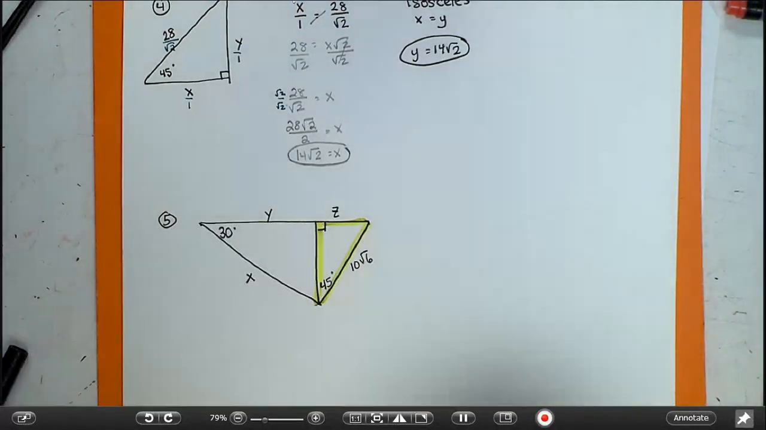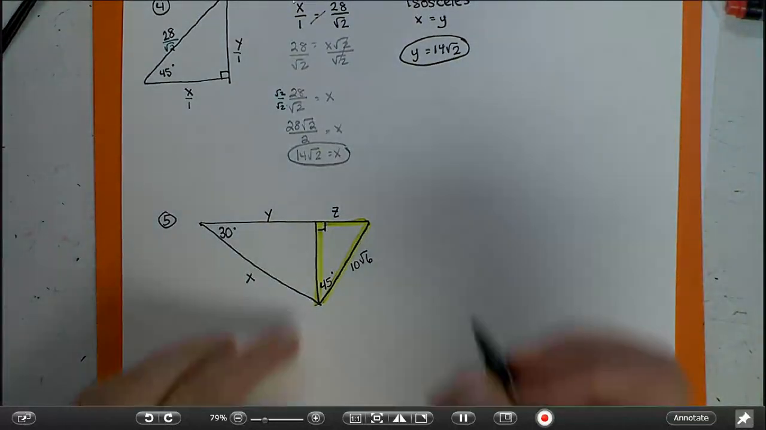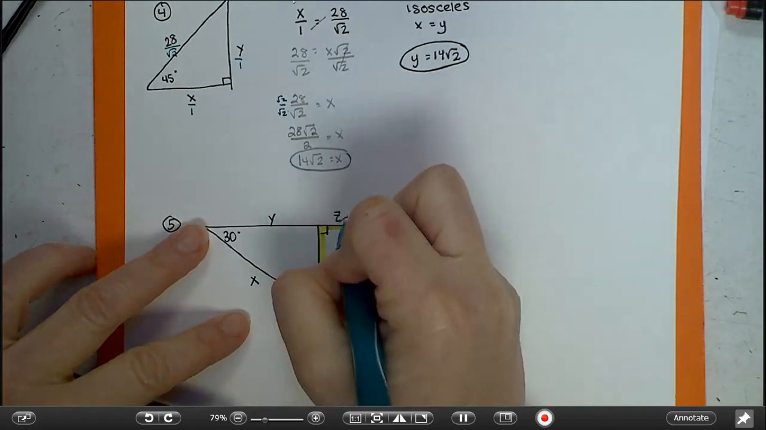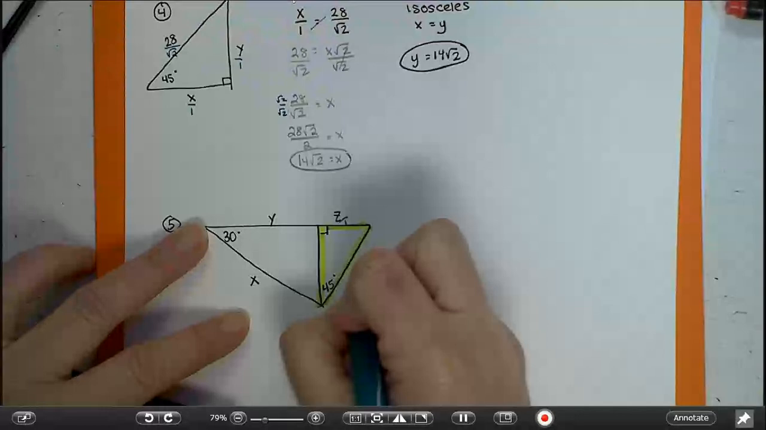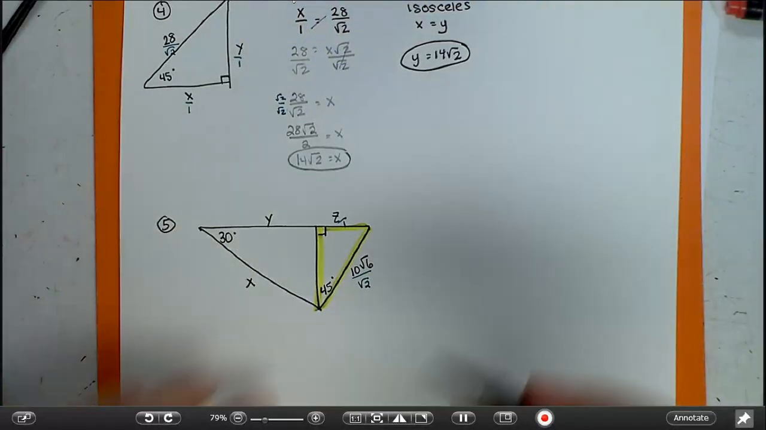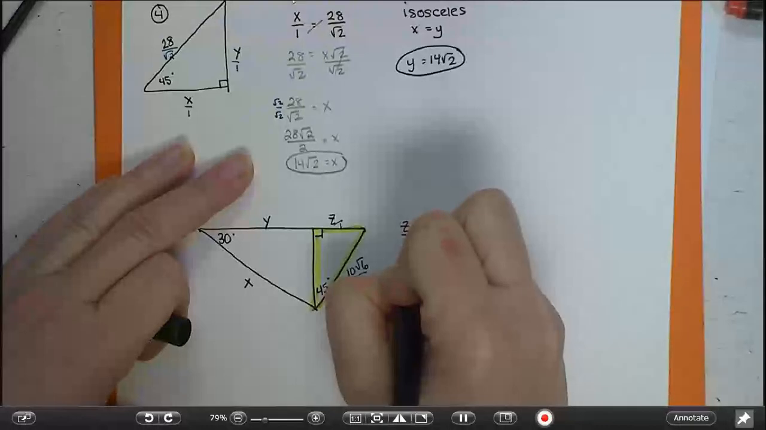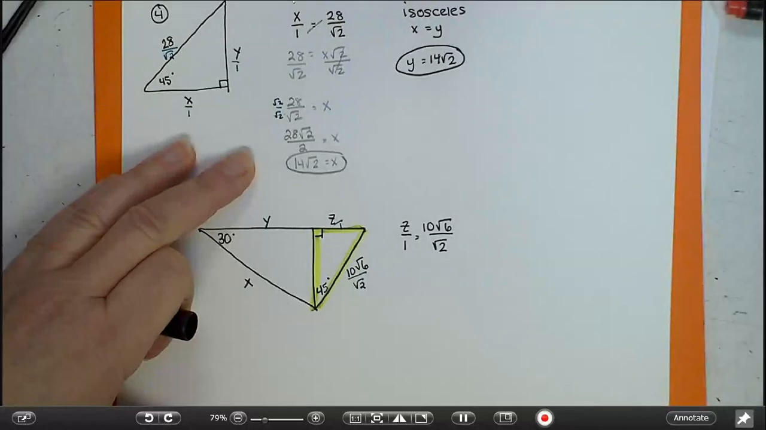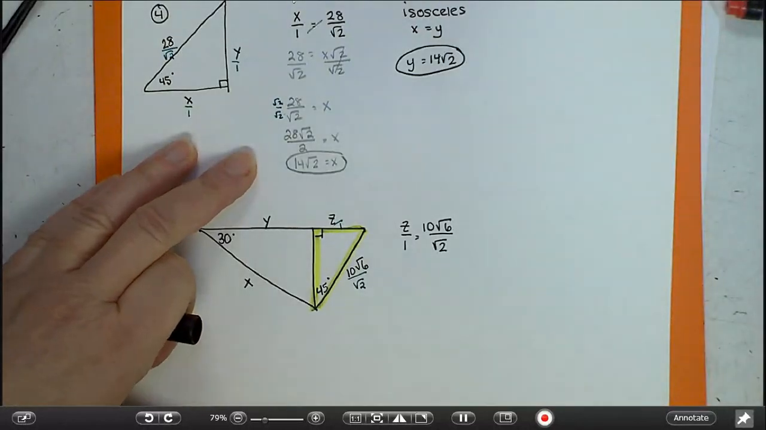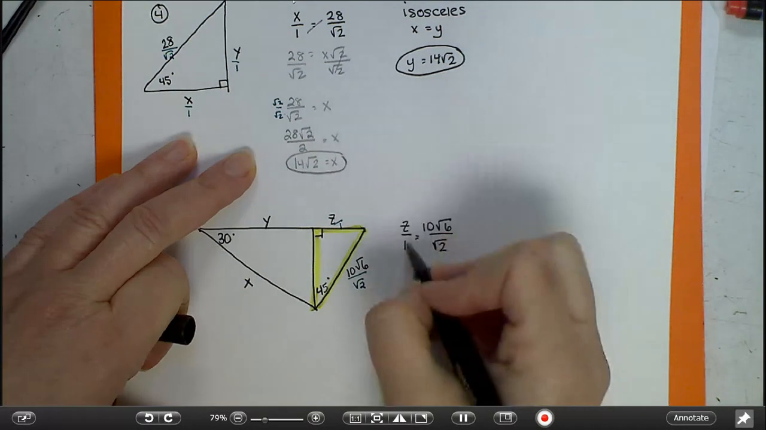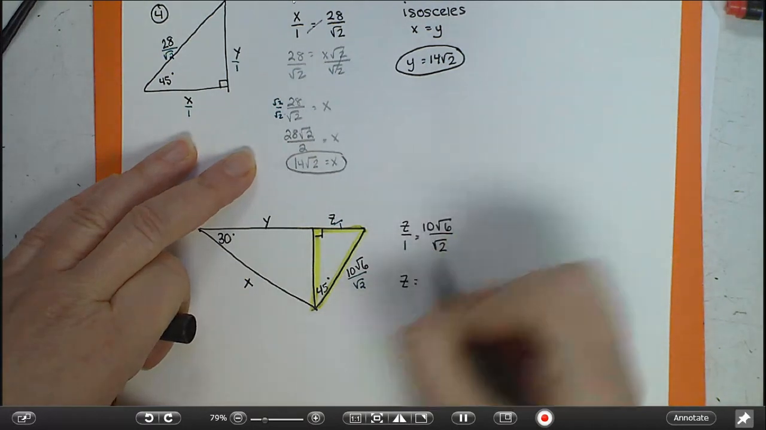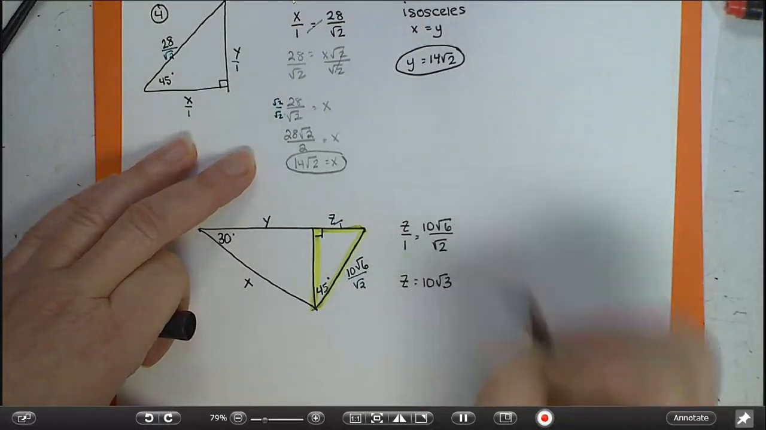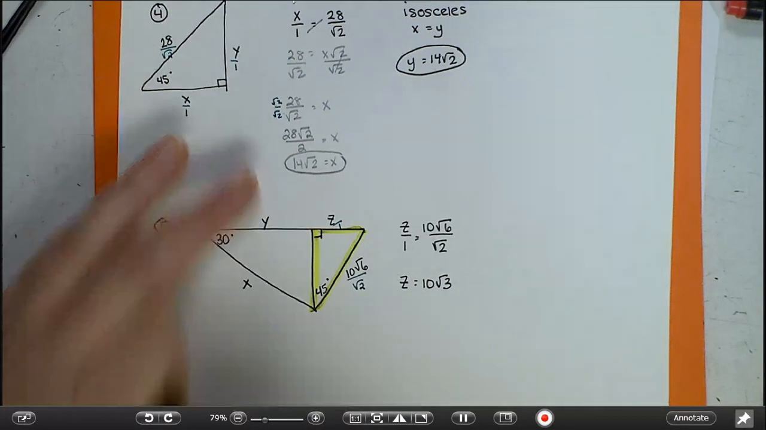So let's find z. So it's a 45, 45, 90, which means we can put our little ratios on. Over 1, this would be something over 1, and over the square root of 2. So we're going to have z over 1 equals 10 root 6 over the square root of 2. Now, I am not going to cross multiply this time because I want to show you what you would do if you don't. Z over 1 is the same as just Z. And so if I simply simplify this side, I will be at the end. So Z is 10 root 3.